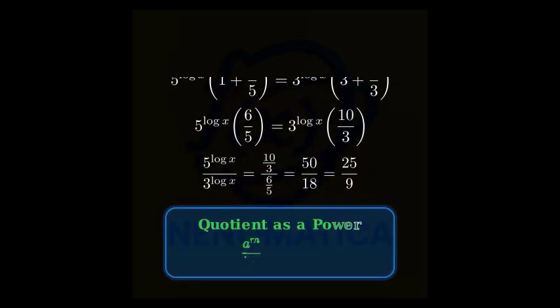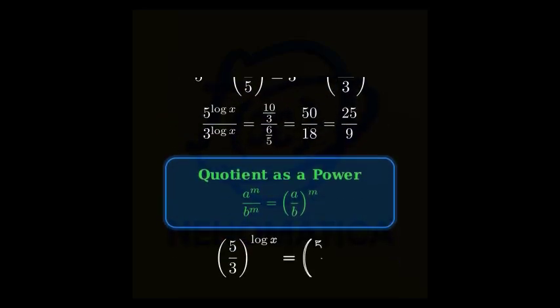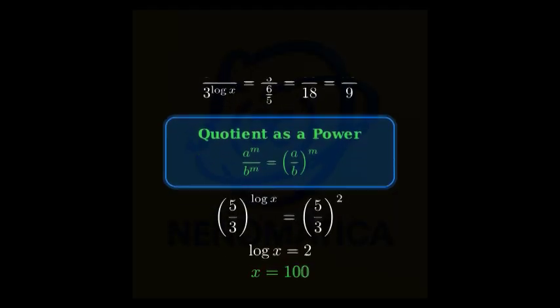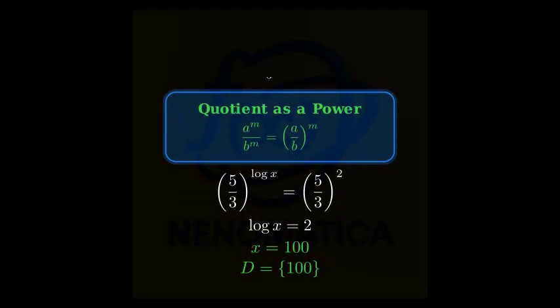Use the quotient rule. A to the m over b to the m equals (a over b) to the m. So the left side becomes 5/3 to the log x, which equals 5/3 squared. Equal positive bases imply equal exponents, giving log x equals 2. Convert to exponential form. X equals 10 squared, which is 100. Thus, the solution set once again is the set containing 100.